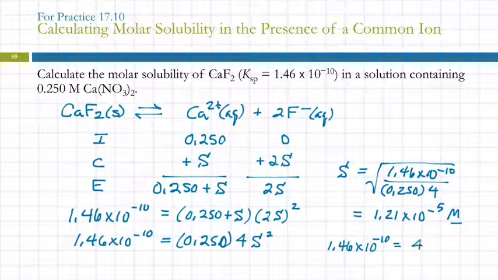Yeah, it was 4s cubed, right? I think we did this one, but I don't remember what it was, so I'm going to do it again. 1.54 times 10 to the minus 5. This is the molar solubility in pure water. This is the molar solubility in this solution that already contains some calcium ions. It reduces the amount that will dissolve.